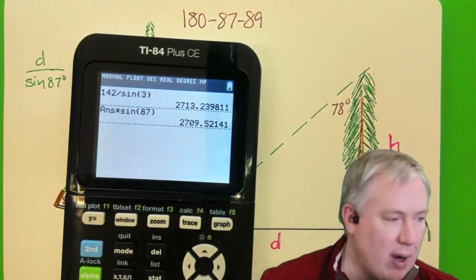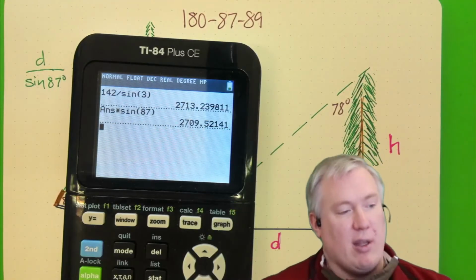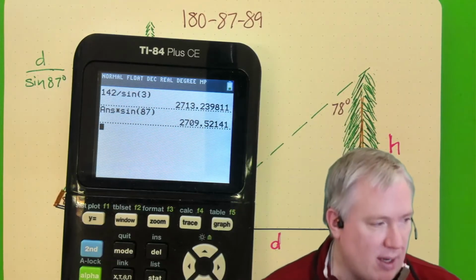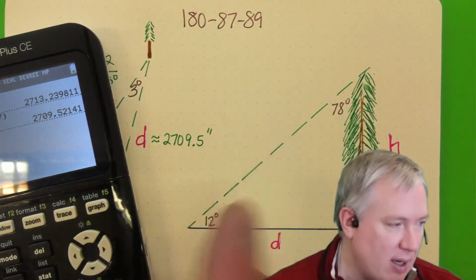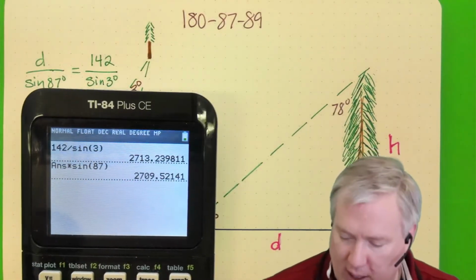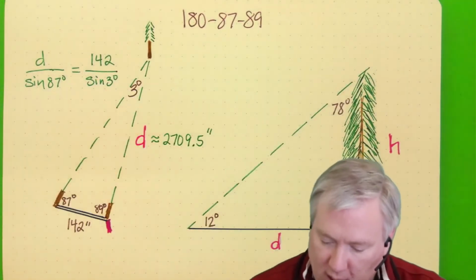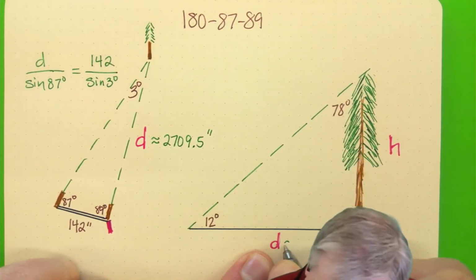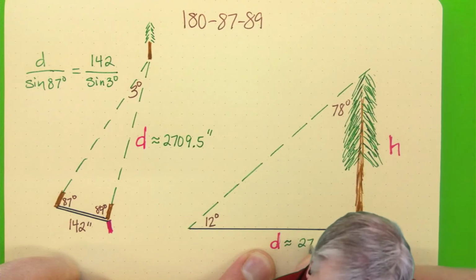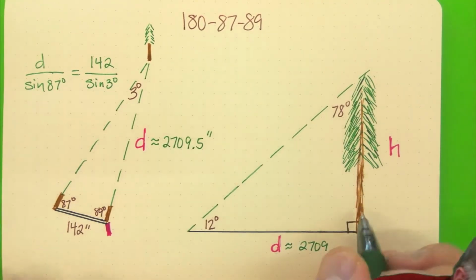Okay. And what I'm going to do is I'm going to go ahead and leave that on my calculator. If I want to be super accurate, I'm just going to leave it right here. I've written it rounded, but I can also just leave it in my calculator because I'm going to need it. So now I know what this is. This is approximately 2,709.5 inches.